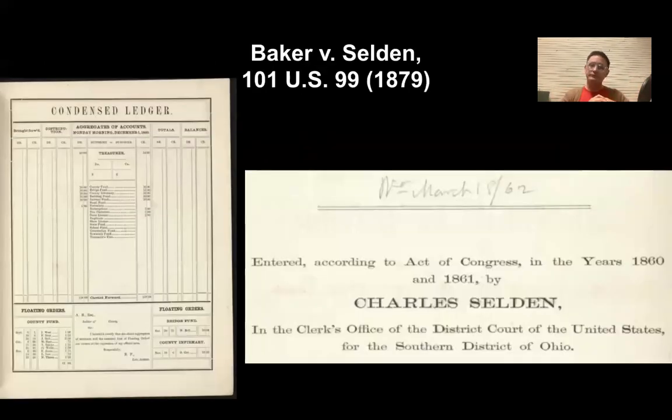Okay, very shortly afterward, the Supreme Court decided Baker v. Selden, which in many respects was very similar. So what happened there? Well, Selden published a very short book describing a method of accounting. Essentially, it was a version of double entry accounting that was improved in certain ways.